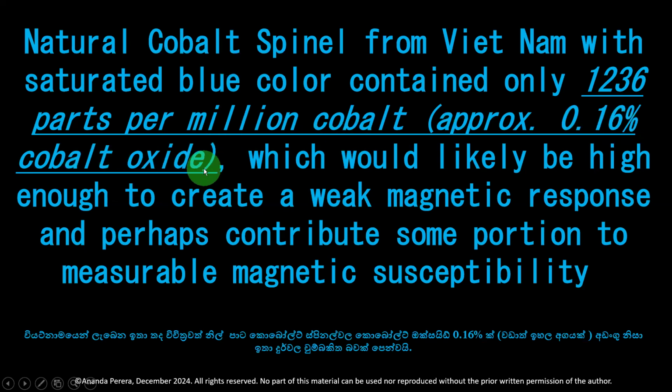It includes cobalt oxide. If we took a million parts, there is 1236 cobalt out of 1 million. So that is the measurement, which would likely be high enough to create a weak magnetic response and perhaps contribute some portion to measurable magnetic susceptibility.